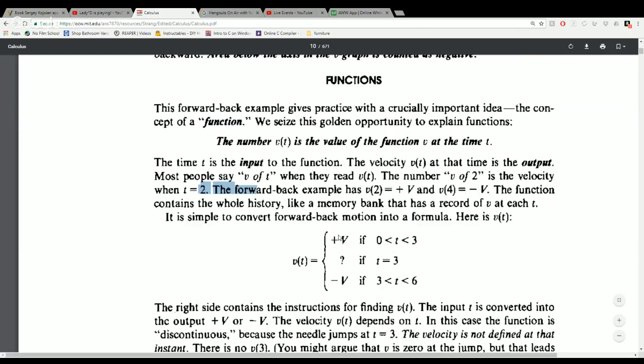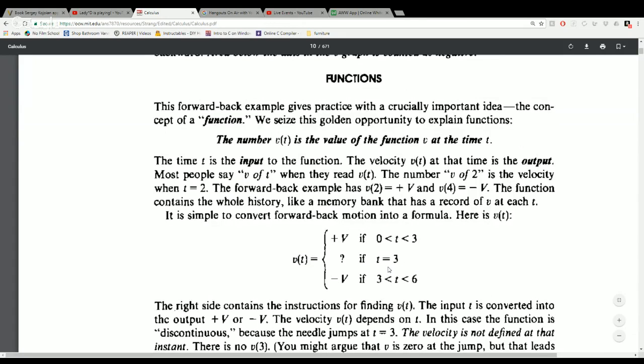Now, here is a v function. This is the forward-backward motion we just saw converted into a function form. So we say v of t is going to be positive v if time is between 0 and 3. Then at time 3, we turned around, right? So at that point, it's going to be negative v. Now, what is the velocity at the instant when t equals 3?